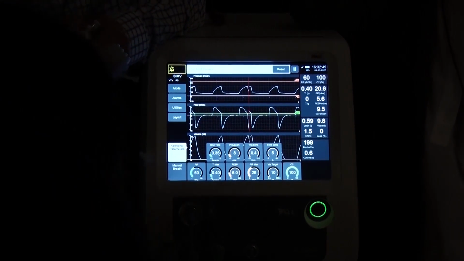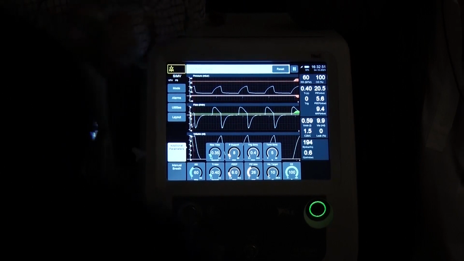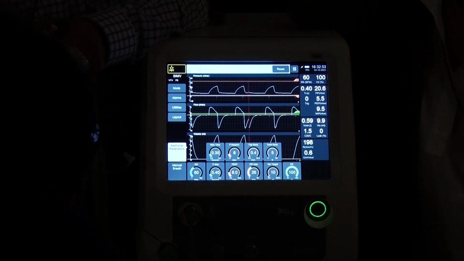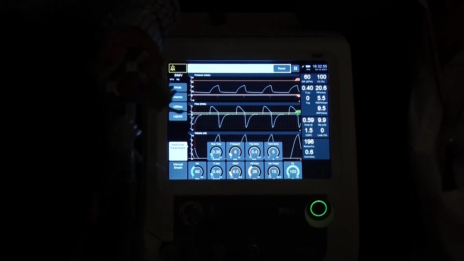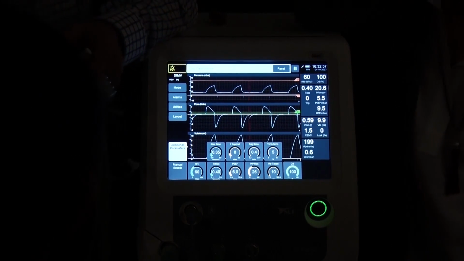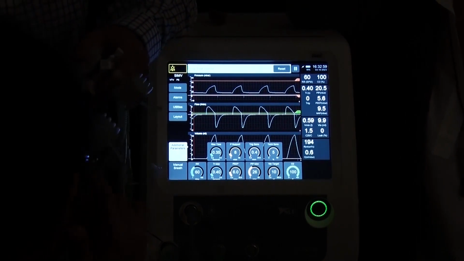So we tend to use this as a weaning tool in term babies. Because I find in preterm babies, we just leave them on PTV with volume guarantee and they just auto-wean quite quickly and then you extubate them.